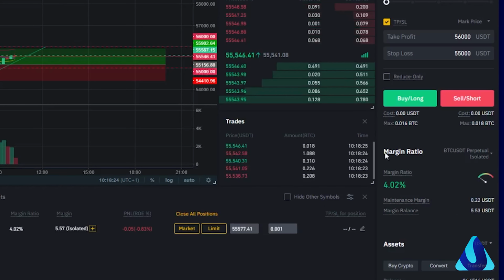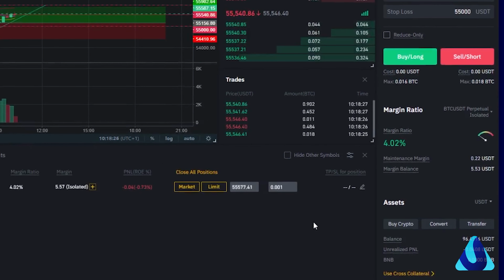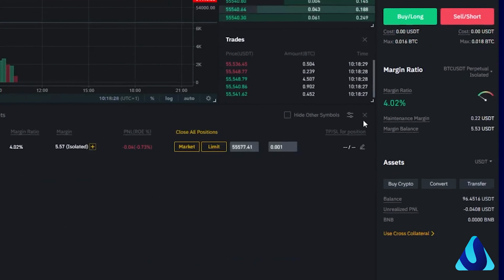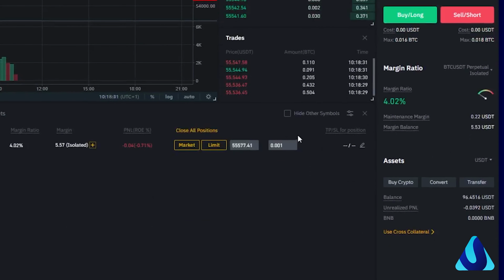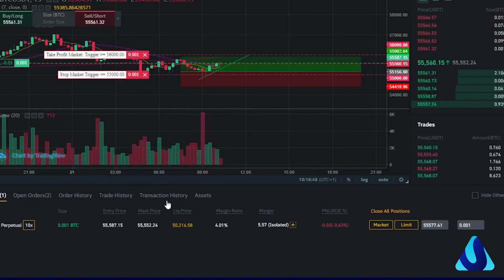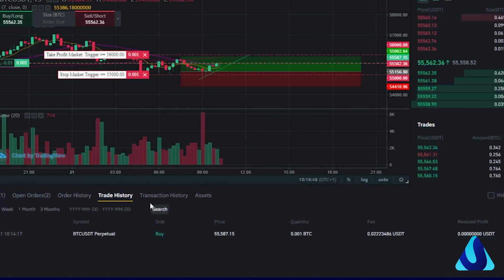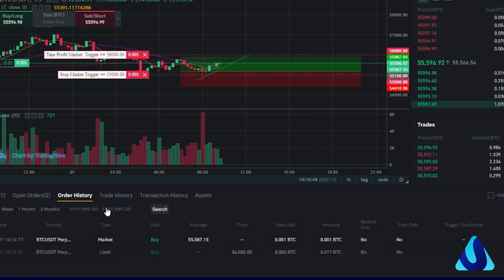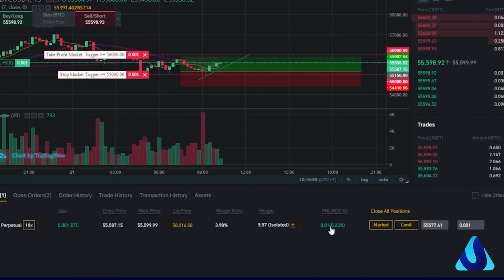So that is how you place a market order and how you place a limit order. So we've gone through all the different things, and also you can check your trade history as well. So you can see currently what trade that you've had in. You can look at your orders as well. That's pretty good. And you can see now how we are in the green.